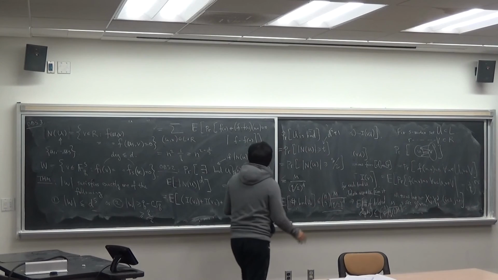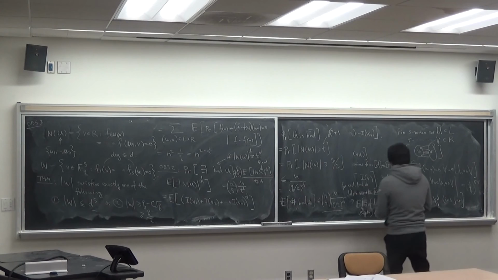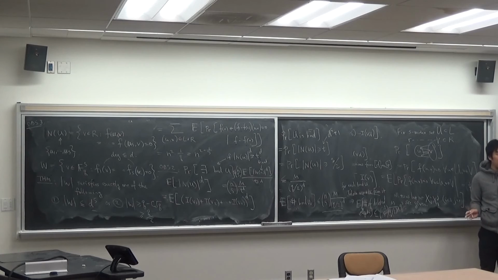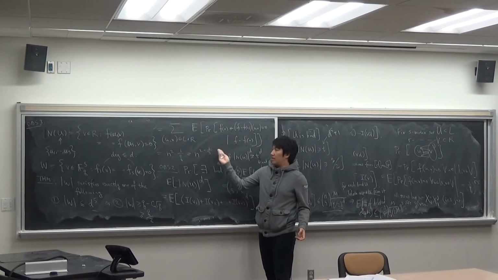Therefore, initially I have these many edges, and then I deleted those many edges, and the numerics work out if you take d equals s squared minus s plus 2. And you still have something like half of n to the 2 minus 1 over s many edges left. And this graph is K_{s,t}-free.